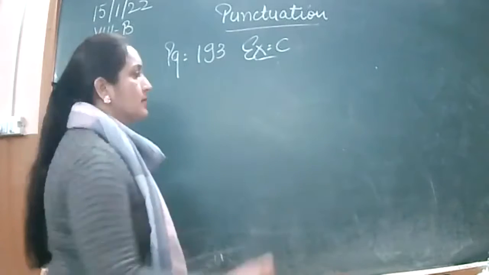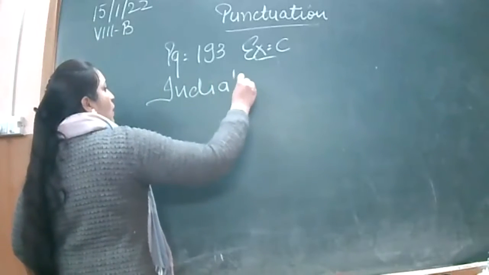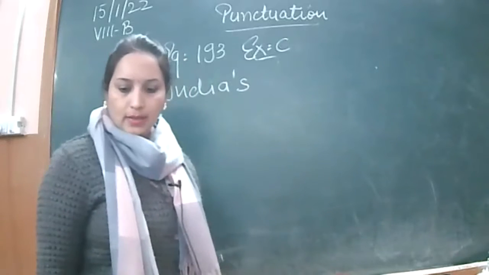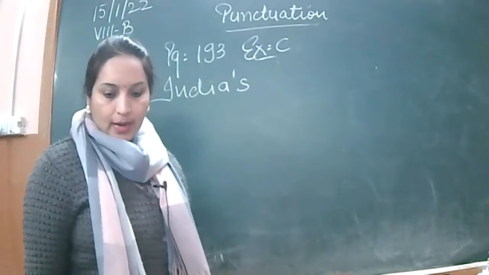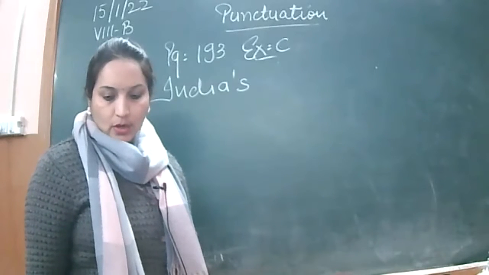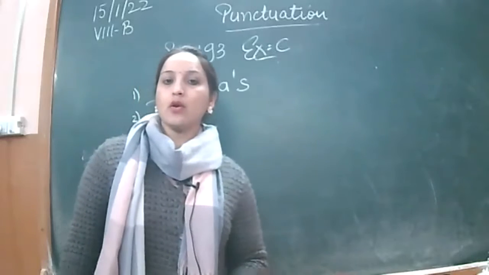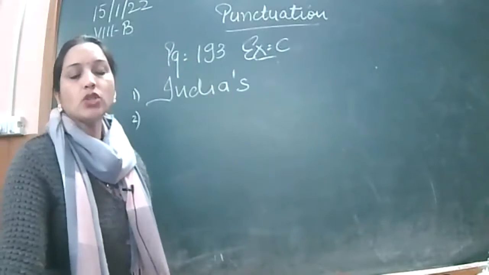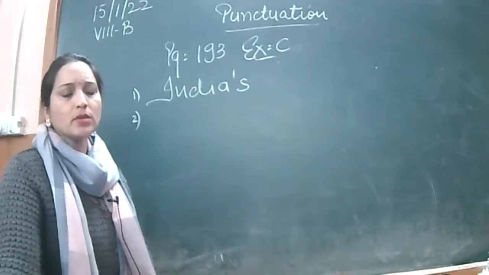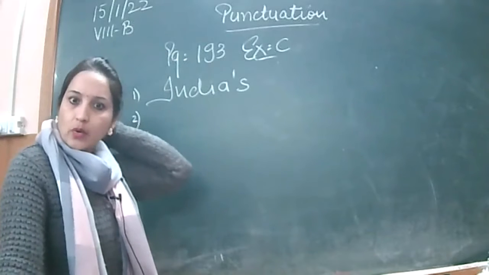India's, yes. It is the name of a country. With the name of a country, you can use apostrophe S. Okay. Indians have one advantage over the Chinese, the knowledge of English. Where to use a punctuation mark? Think over this. Which punctuation mark will be used here? Don't run so fast. Take your own time. Decide it, then write it down.